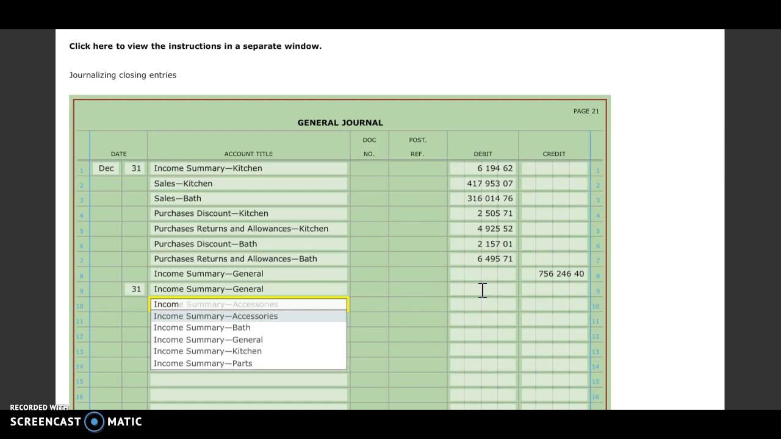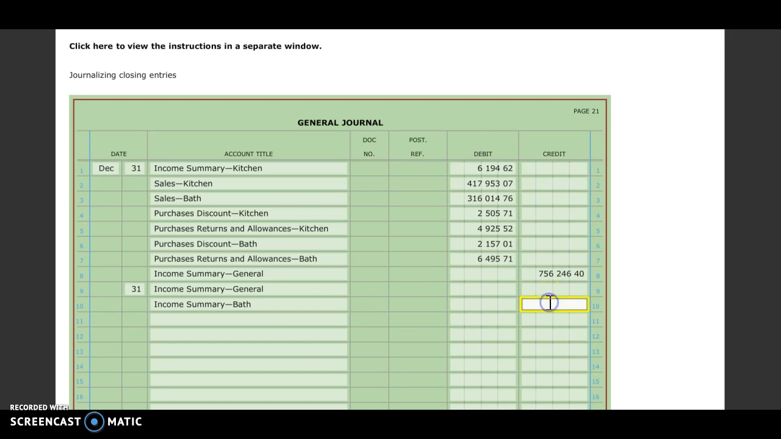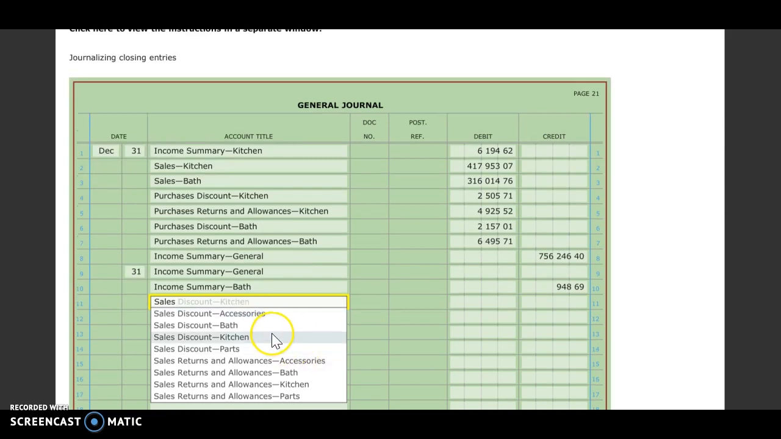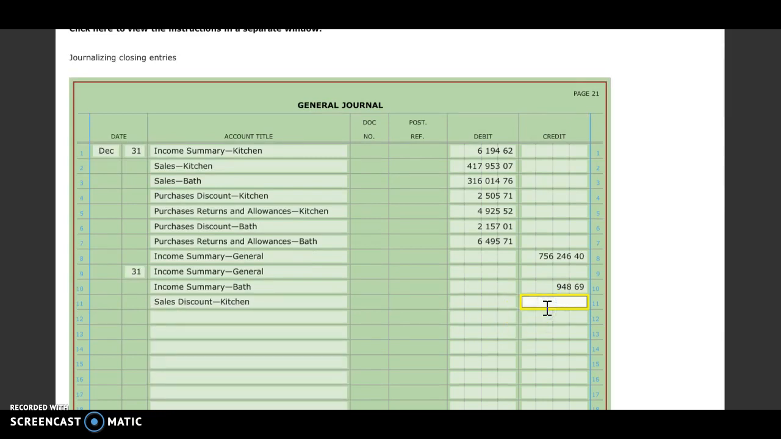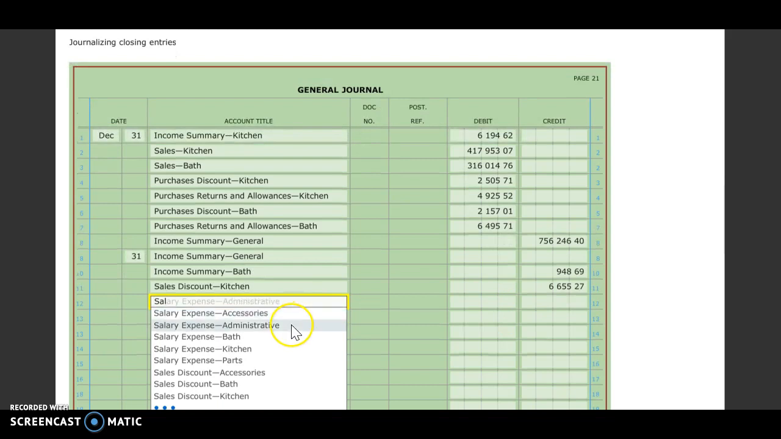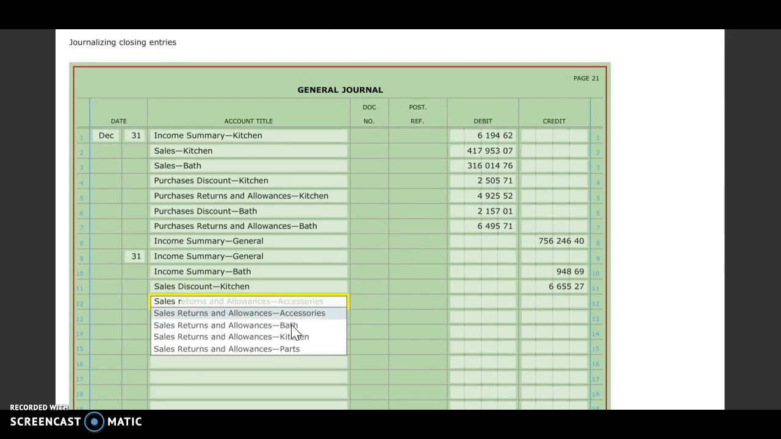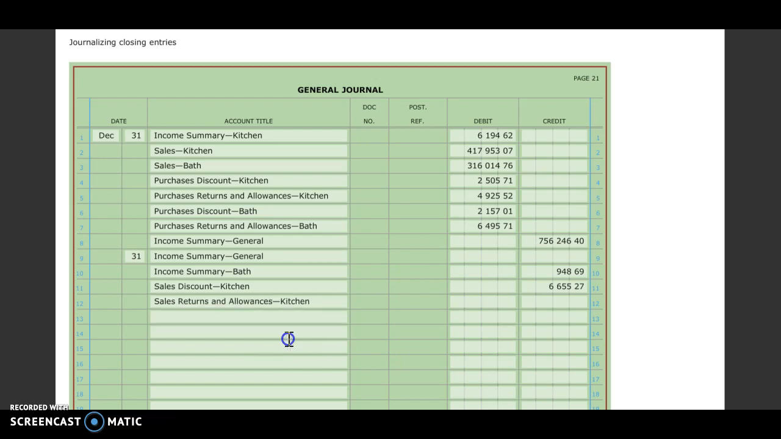Okay, so I'm going to start with my income summary bath. Since it has a debit balance and I want to close it, I'm going to credit it for $948.69. Okay, then I have sales discount kitchen. I'm going to credit for $6,655.27. Sales returns and allowances kitchen, and a credit of $7,634.77.